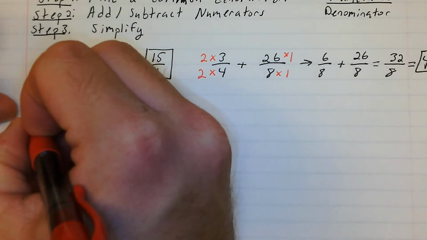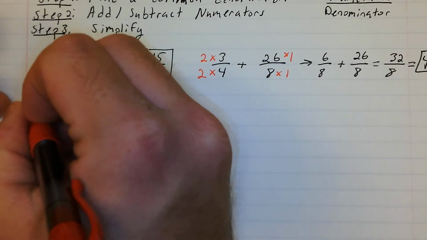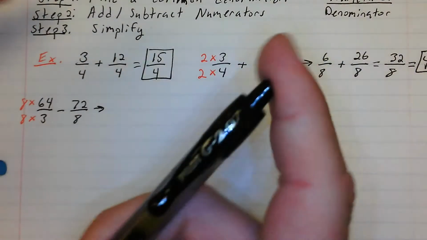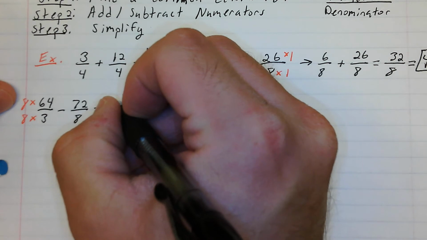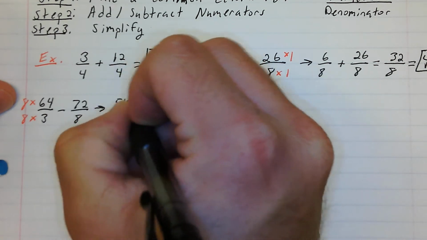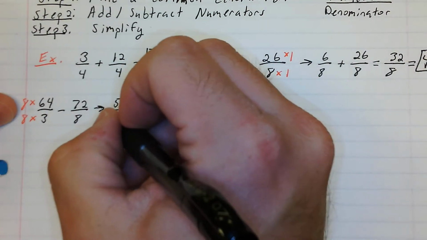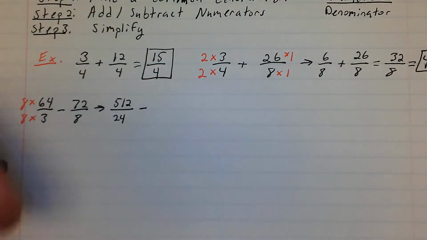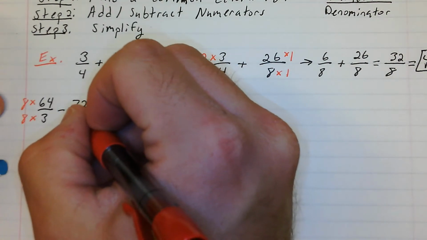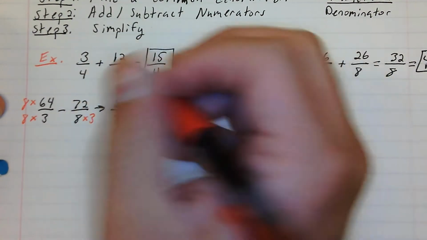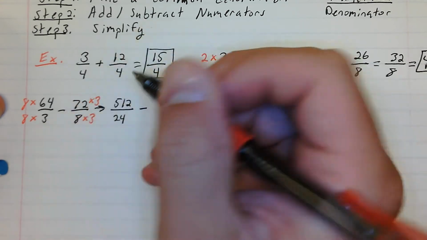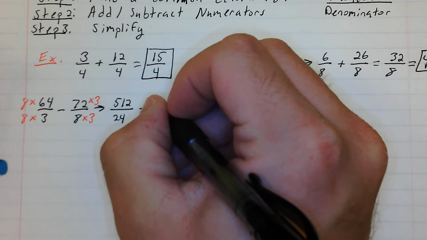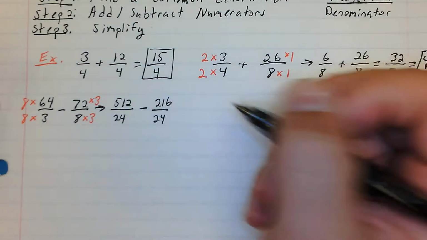So we're going to multiply 3 times 8. What I do to the bottom, I must also do to the top. So 64 times 8 is 512. 8 times 3 is 24. We're still subtracting. And then to go from 8 to 24, I multiply it by 3. What I do to the bottom, I must also do to the top. 8 times 3 is 24. And then on the top, I'm going to have 216.